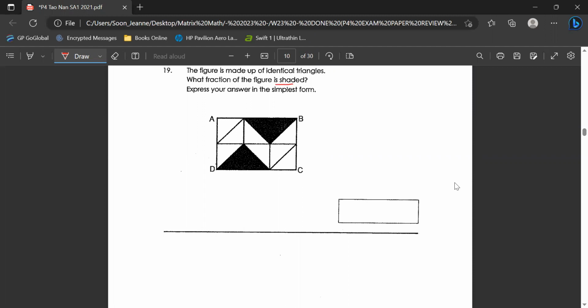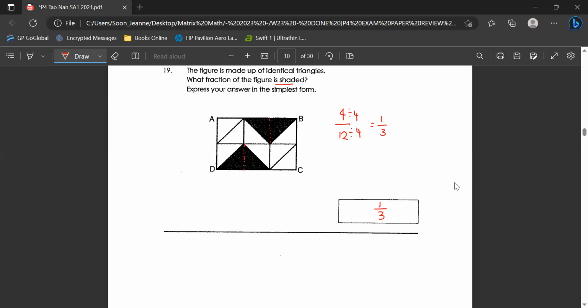So if you look at this, we can see that they are triangle shaded, but if you want to look carefully, you can actually cut it up into smaller triangles. So you can see actually there are 4 shaded small triangles out of a total of 12. If you look at this fraction, it is not simplified. You can still simplify it by dividing by 4. So the answer is 1/3.